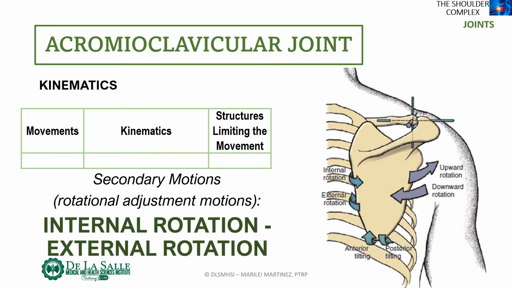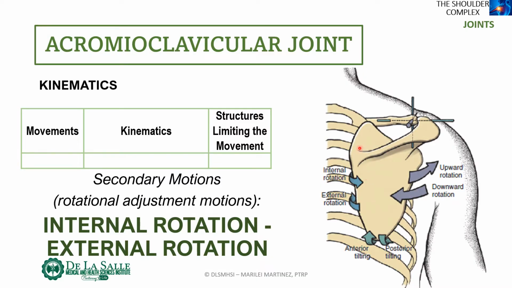Let's proceed with the secondary motions or the rotational adjustment motions of the AC joint. Okay, first we have your horizontal plane adjustments, specifically the internal rotation and external rotation of the scapula. Ma'am, why are they called horizontal plane adjustments? Because these are adjustment motions that happen in the horizontal plane or the transverse plane, which we have discussed a while ago.